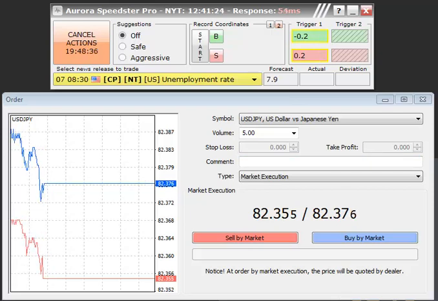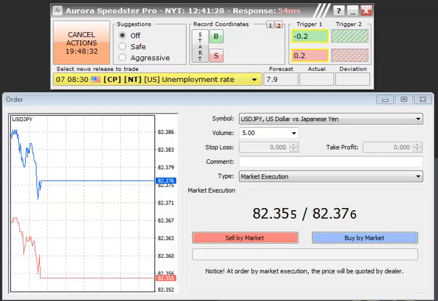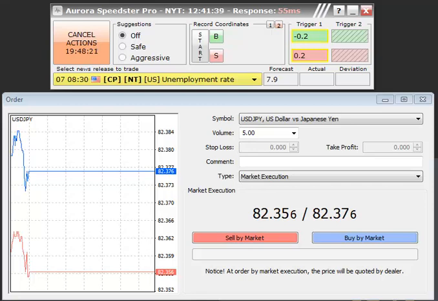By doing this, we have just told AuroraSpeedster that it can only react to surprises from expectations that are in the same direction in employment change and in unemployment rate, both positive for the market or both negative. Because we also selected the NT box, if there is no surprise in unemployment rate, AuroraSpeedster will still click on the recorded coordinate based on non-farm payrolls data.